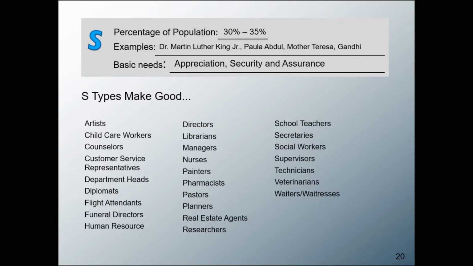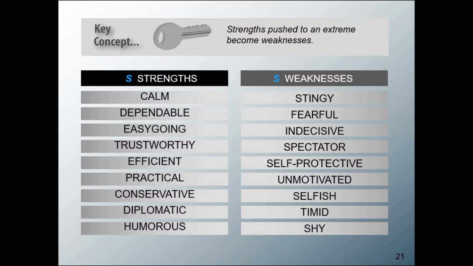So who are those people? S-type personality. Well, they will choose positions and professions that are helping people. Nurses, technicians, secretaries, school teachers, diplomats, customer service representatives, counselors. So you'll see a lot of people that help other people. Strength, same thing as other types of personality. The strength pushed to an extreme becomes a weakness. But what are their strengths?